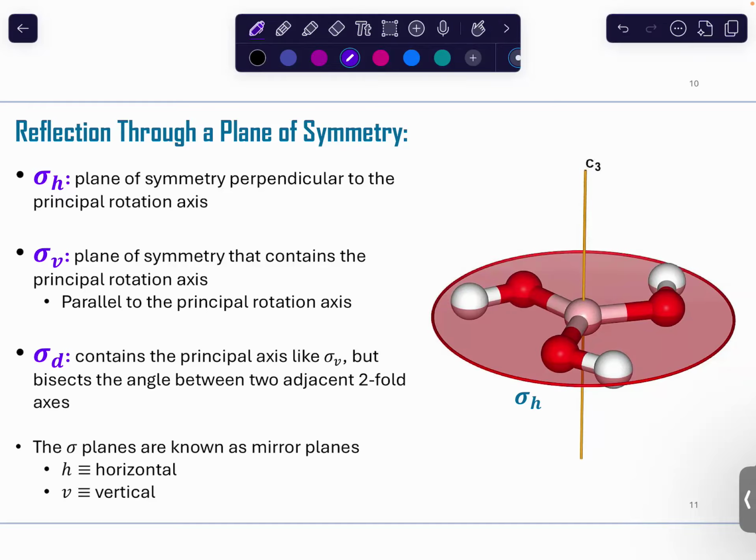Is it going to have multiple of those, or is it just one? Well, it depends on the molecule. Maybe on this one, it would cut down the middle of each of those bonds? No, it couldn't, because if I cut down the middle there, reflecting that would put the hydrogen over here, which is not going to be the same. So this one is actually not going to have any sigma v planes. I see.